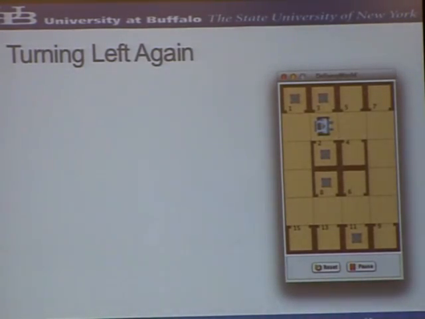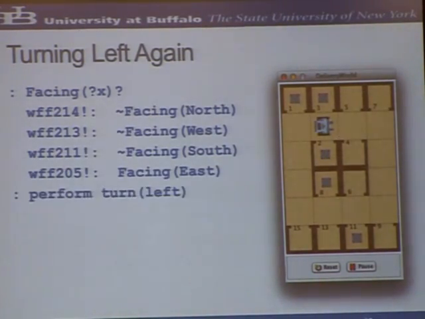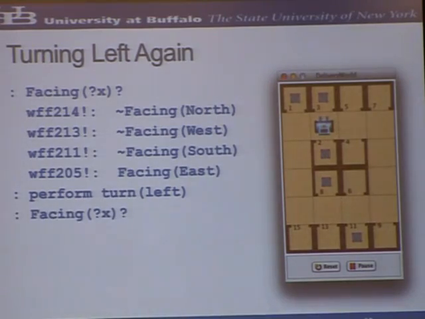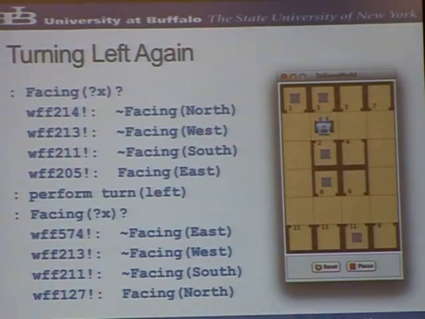So let's turn left again. Okay, which way are you facing? And it says, I'm not north, not west, not south, but east. Okay, turn left. It turned, right? It turned left. Which way are you facing? Not east, not west, not south, but north.